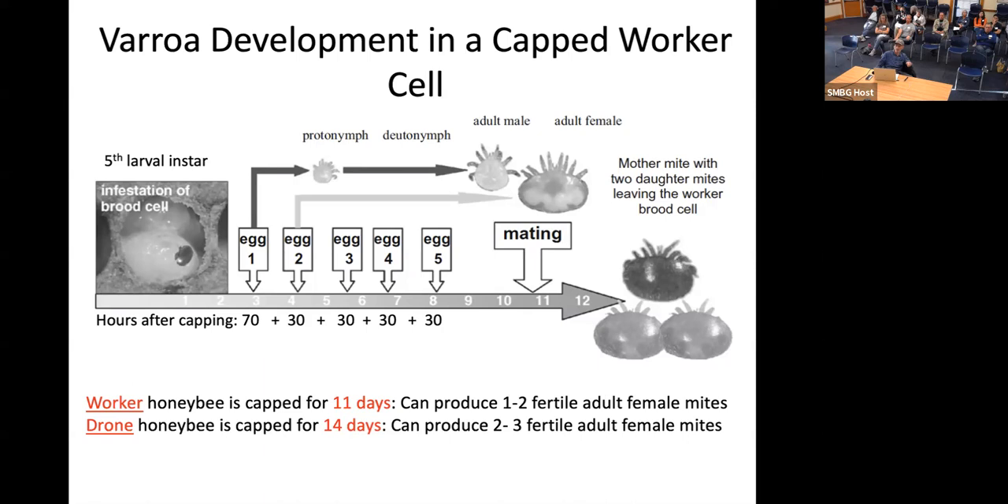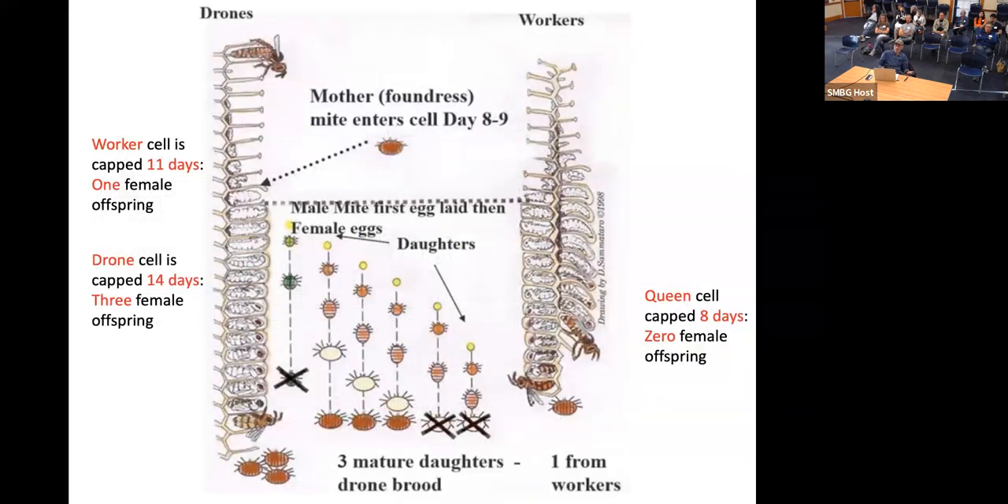In a drone cell, it's 14 days, I said 15 earlier, but 14 days. She can produce 2 to 3 fertile adult female mites. So 1 to 2 in the worker cell, 2 to 3 in the drone cell. The term fecundity has to do with what's possible and what's actual. So that's where the 1.2 and the 2.4 numbers come from.